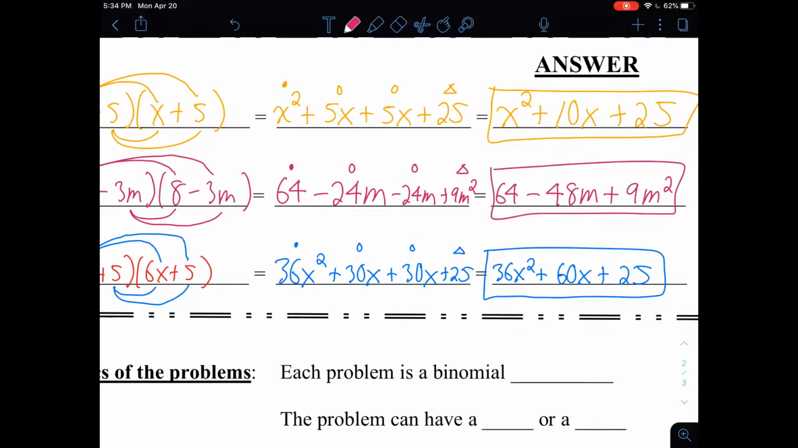All right, do you guys see a pattern here? This is kind of a tricky one. What is 60 in relation to 36 and 25? Can you guys get 60 from 30x and 25, or 36 from 25? I'll give you a hint here.